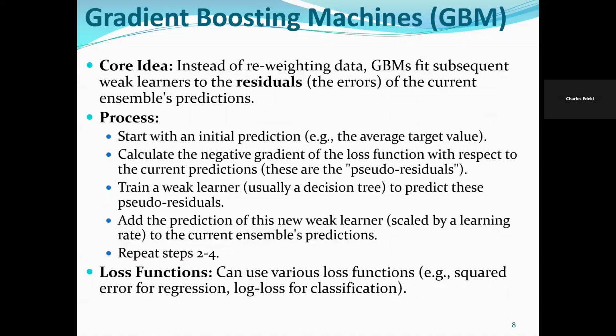So first we calculate the pseudo residual, train a new weak learner, then add it to the ensemble. Then we update the predictions. These ensemble predictions are updated based on the new weak learner's contribution, on top of the previous contributions. Then we get the final prediction. The final prediction is the sum of the initial prediction and the scaled predictions of all the subsequent weak learners.